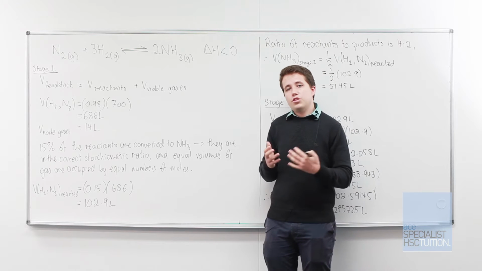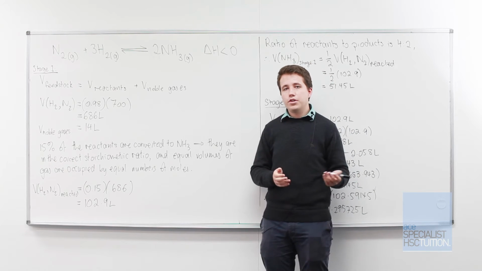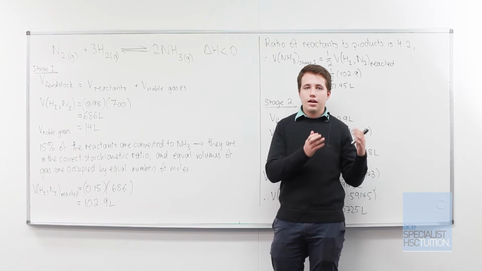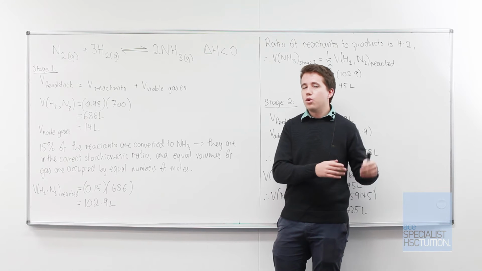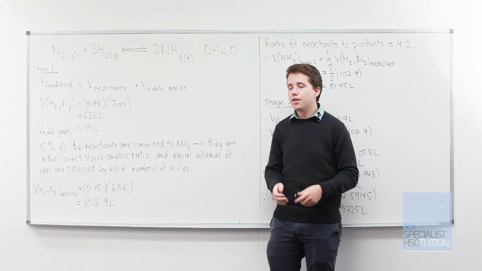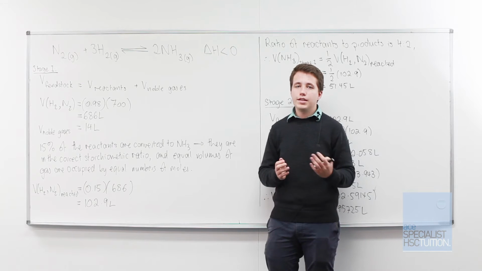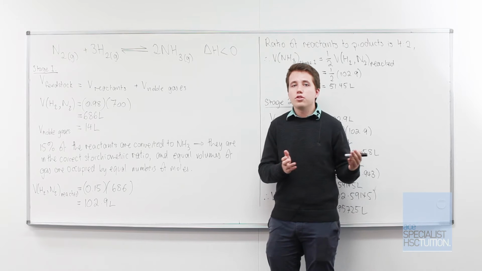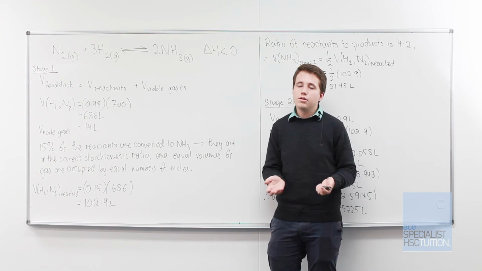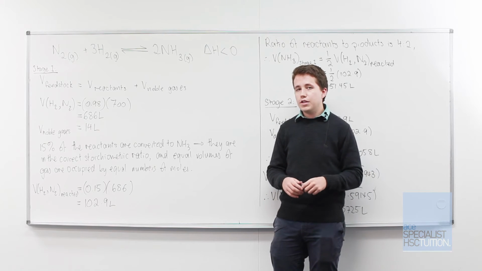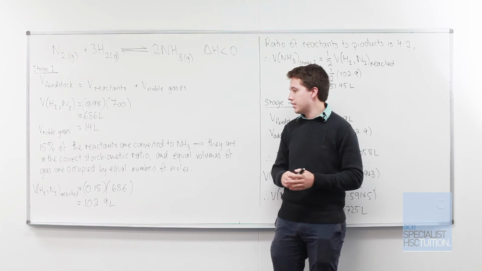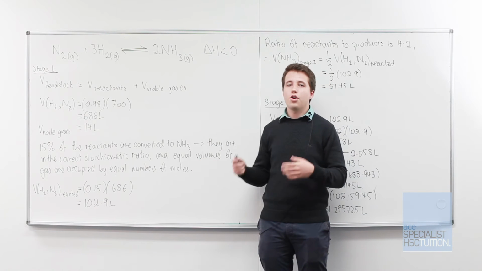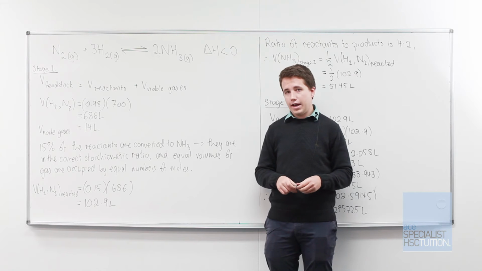Now we've got to think about this term yield. Yield refers to the percentage of the reactants by mole which are converted to products. In this case, because we're using gases, we can use Avogadro's law, which says that equal volumes of gases are occupied by equal numbers of moles. So this means we can actually apply the 15% directly to the amount of gas that is being reacted.